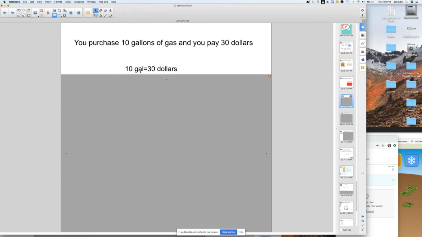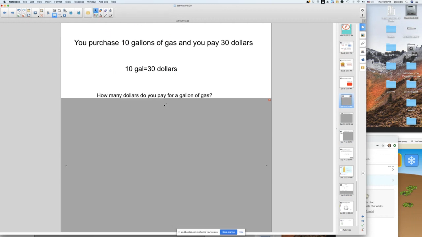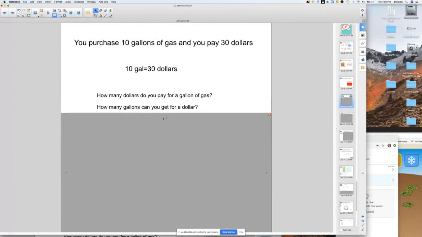So I have 2 questions for you. How many dollars did you pay for a gallon? You bought 10 gallons, but if you only bought 1 gallon, what would you pay for it? The other question is, how many gallons can you get for $1? So I only have $1. Give me $1's worth. How many gallons will he give you? So let's do these questions one at a time.